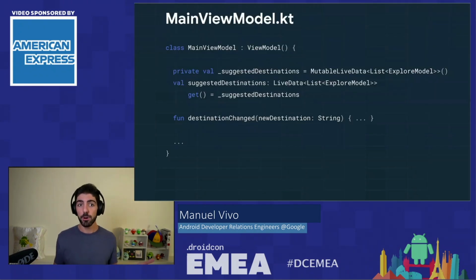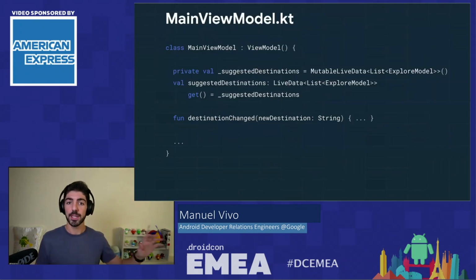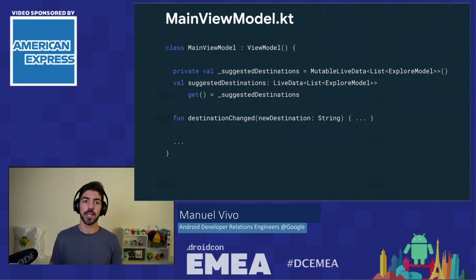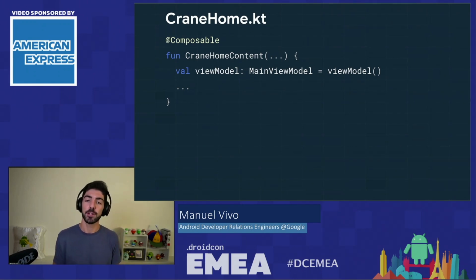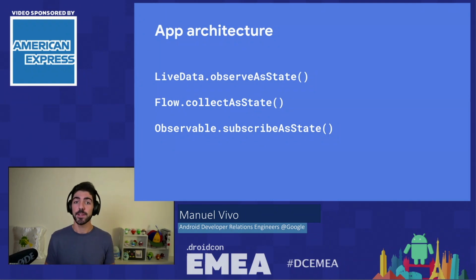So as an example, we have this main view model used in Crane that is just going to expose a list of suggested destinations using live data. So how can we use this from Compose? Actually, we just have to call the view model function. That's it. You don't have to do anything else. Everything is done for you. In case that you need to pass a factory, the view model function takes the factory as a parameter. So problem solved.